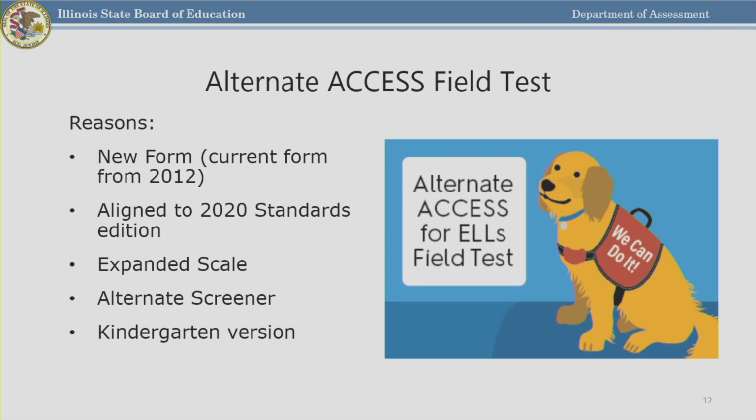So it is kind of a big lift to have the kids test twice. But we are going to get a lot for it. We're going to get a new form. We've been using the same alternate access form since 2012, so we're overdue to get a new form. It will be aligned to the 2020 standards, and they're planning to expand the scale so there will be more possible scores that a student can receive than just the A1 to P2 or P3 possibly on the current form.